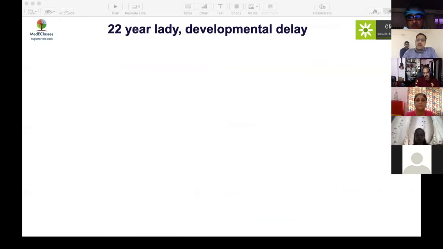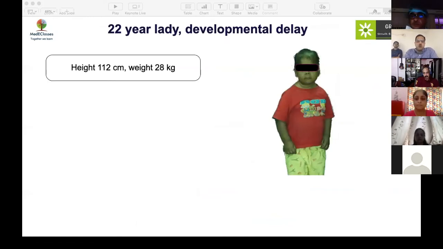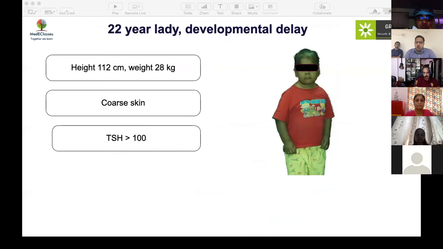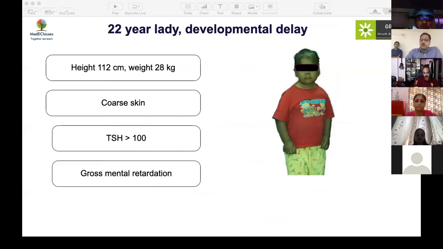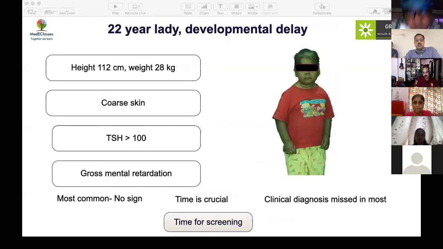Before that, we'll just highlight why thyroid is very important. We had this 22-year-old lady whom we saw just a couple of years ago, and you can see how compromised she was in terms of height, in terms of intellectual development, coarse skin. She had hypothyroidism written all over her face, but unfortunately presented at such a late stage that we were hardly able to do anything. And that really highlights the importance of neonatal screening, and how clinical diagnosis may be missed in most cases, and therefore there is a need for screening.